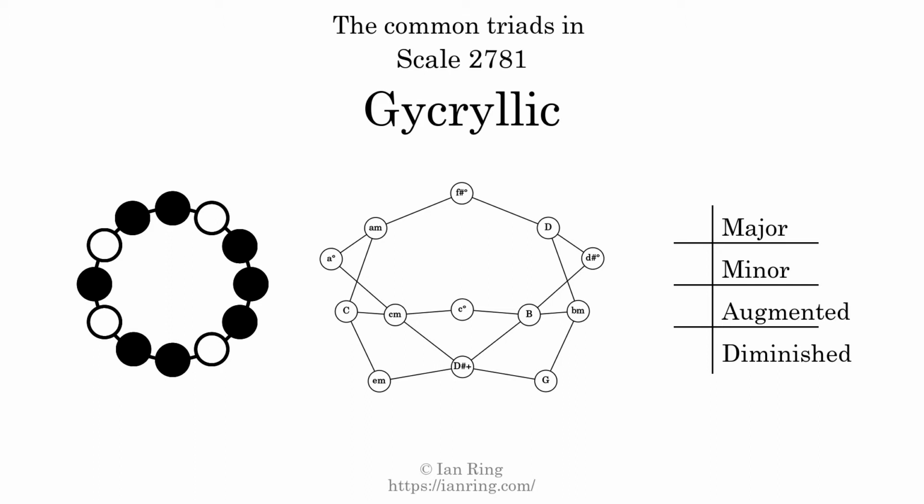Here are the common triads present in this scale. The diagram in the center is a graph of parsimonious voice leading between triads. There are 4 major triads. There are 4 minor triads. There is 1 augmented triad. There are 4 diminished triads. Here is a Hamiltonian path of parsimonious voice leading that uses all the triads.